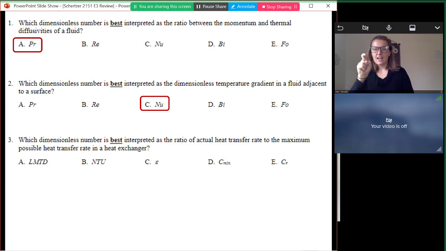So I sometimes think about the Nusselt number as a dimensionless convection coefficient, but that convection coefficient is proportional to the temperature gradient in the fluid right at the surface. So here the answer is C, the Nusselt number.